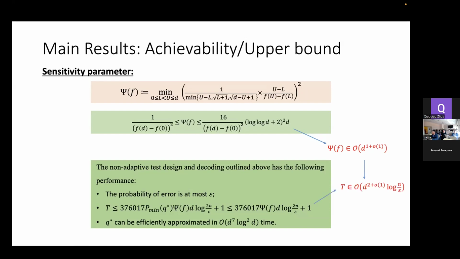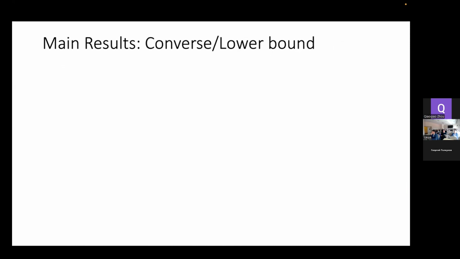So what does this result imply? This implies that for any monotone test function, the number of tests will always be no larger than d squared log n. So no matter what kind of monotone test function you have, the number of tests required is always no larger than d squared log n.